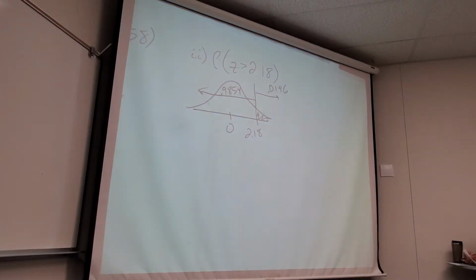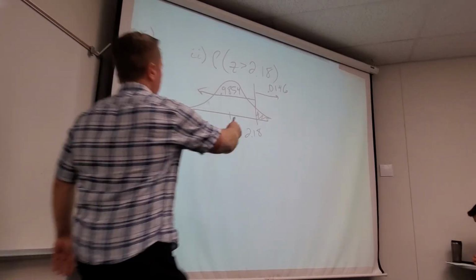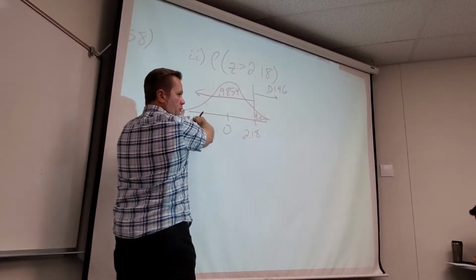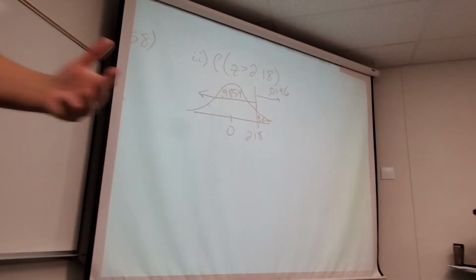This is where, if you look up negative 2.18, if you want to try it out, you will get the answer. That is a shortcut. Why does it work? Because the area that's in here is the same as the area that's below negative 2.18. Because it's symmetric. Right?